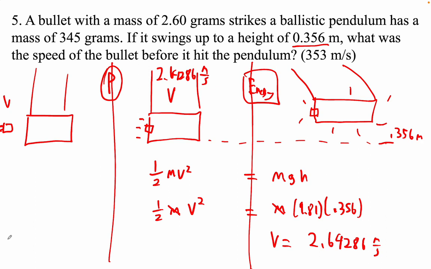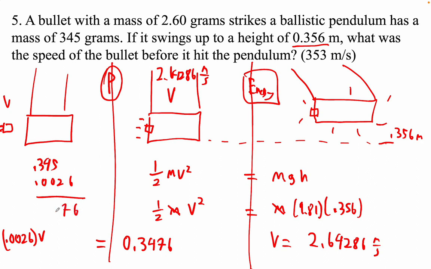So we've got 0.0026 times V equals 0.3476. Let's just check my math here. 0.345 plus 0.0026674. Yes, we did the math correctly, right?